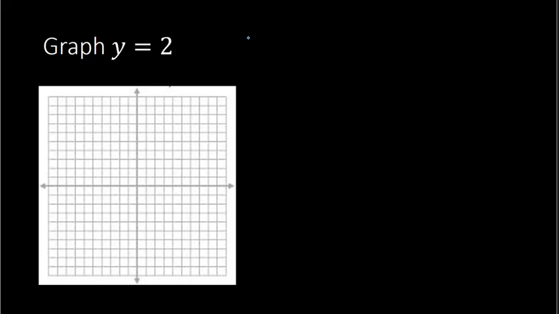So the best way to think of this is we need 2 points, right? So let's plug in values for x. Let's say x is equal to 0. When x is 0, what is y? Well, y is 2. So there is no x though. But what that means is that y is 2 no matter what. So if x is 0, y is 2. If x is 1, y is 2. If x is 4, y is 2.